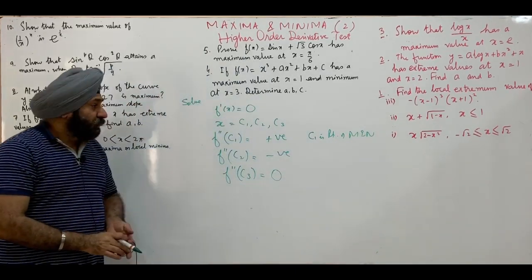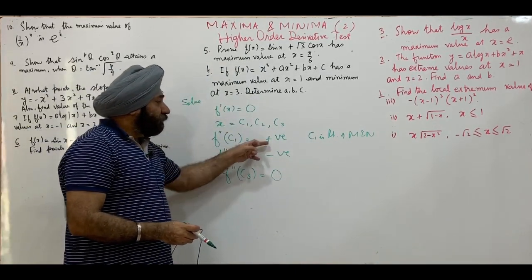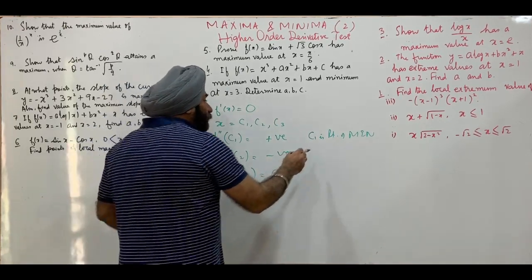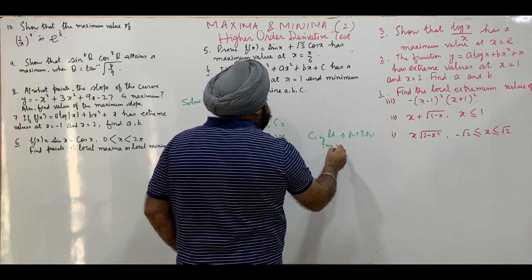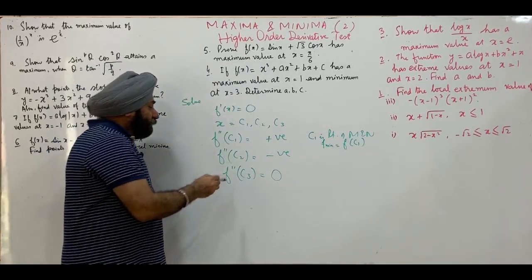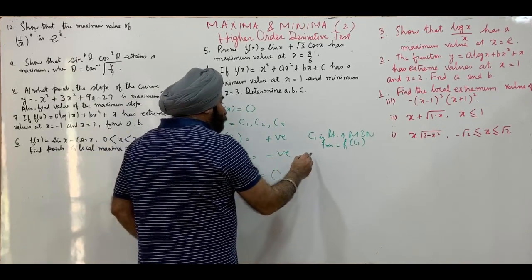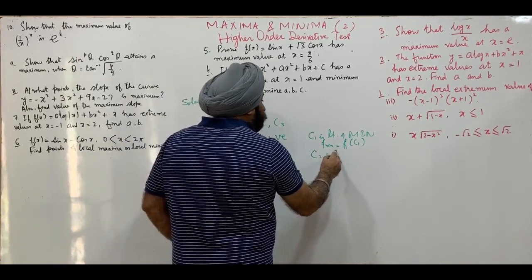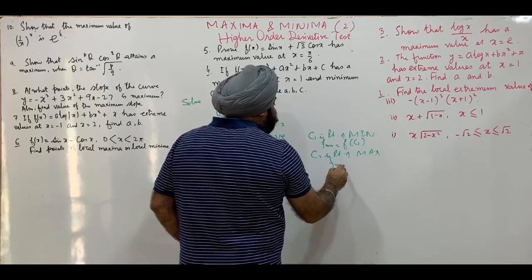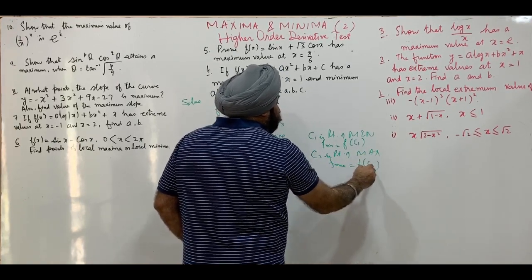So a critical point at which the second order derivative has positive sign is a point of minimum, and f minimum will be f of c1. A critical point at which the second order derivative is negative, c2, is a point of maximum, and f maximum will be f of c2.